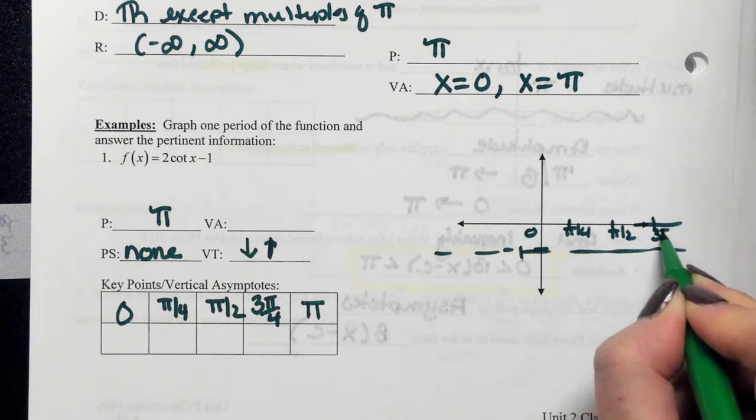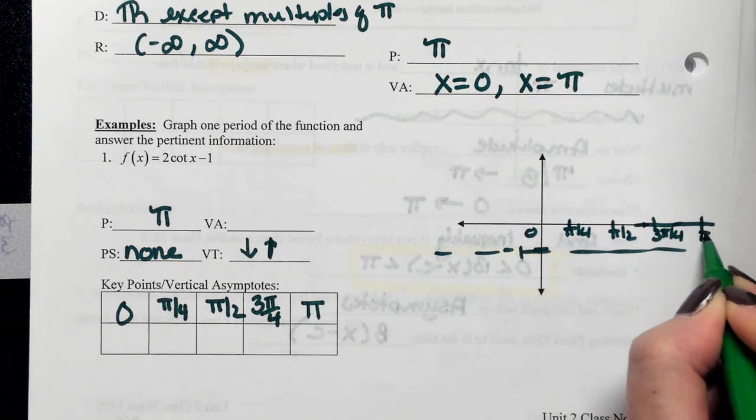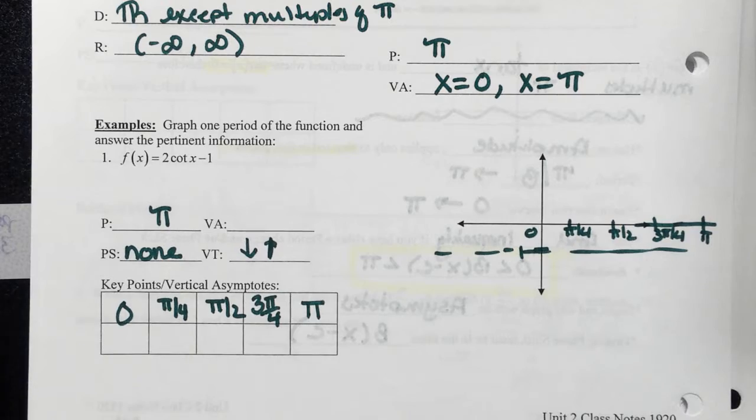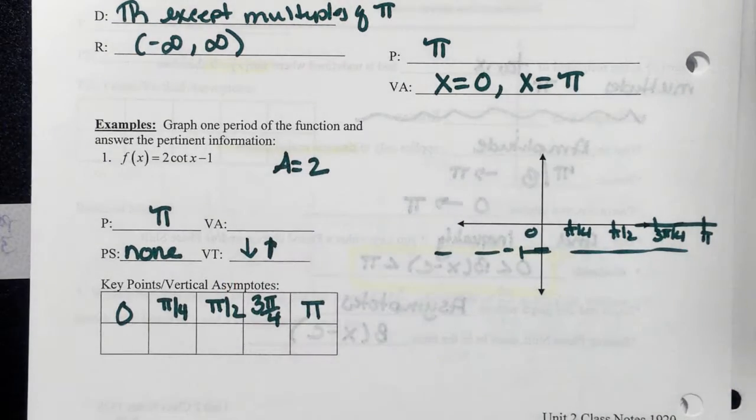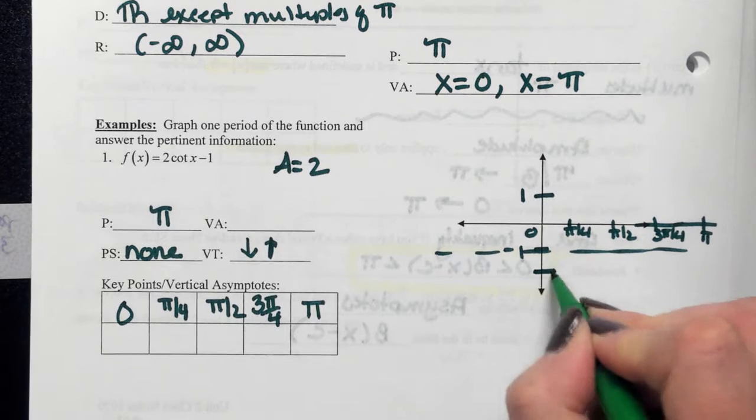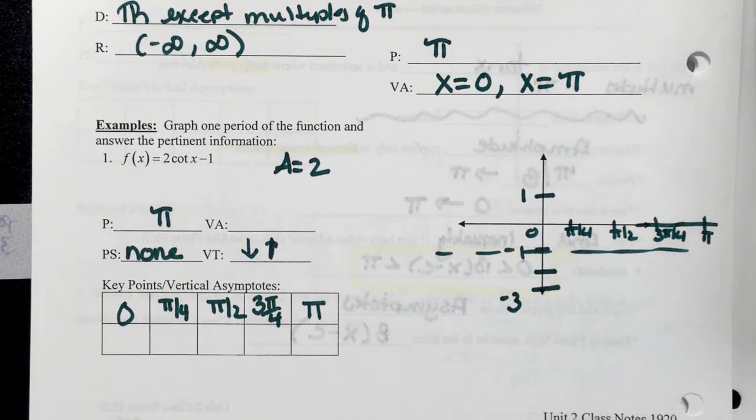So I label my x-axis. Now my baseline's at -1. I do have an A value of 2, so that's my stretch. So I have to be 2 units above the baseline for the maximum, 2 units below the baseline for the minimum.